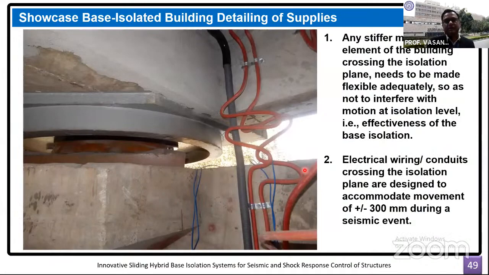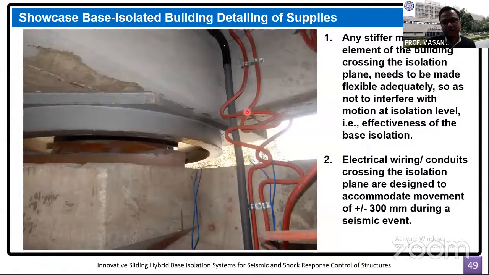Not only this, there are some other requirements, particularly related to the supplies. All the supplies cross the isolation layer, the isolation level. You can see this is the isolation level. Above the bearing is the superstructure, below the bearing is the substructure. These piping systems are crossing this isolation layer. You can imagine that had these elements been stiff, they would not allow smooth or free movement of the superstructure. Therefore, all these elements have been made flexible. This is a flexible pipe here.